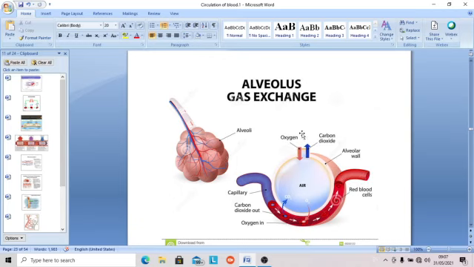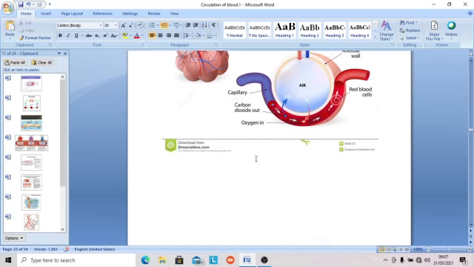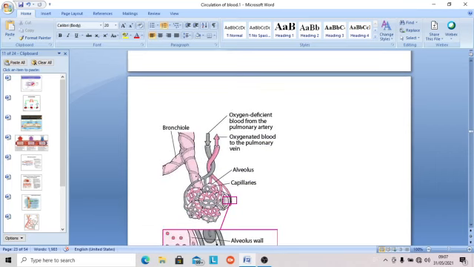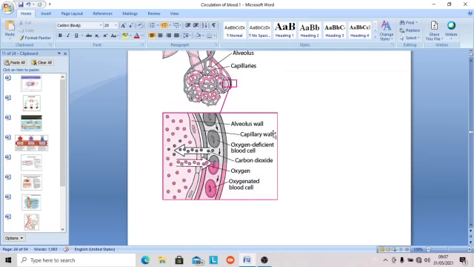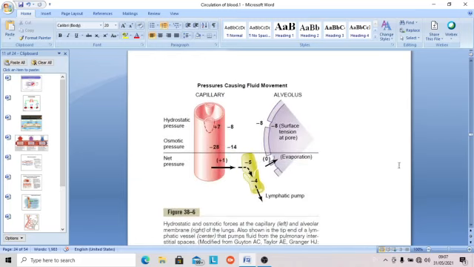This is the alveolar. Same thing here. Oxygen deficient blood from the pulmonary artery. This one, oxygenated blood from the pulmonary vein. Alveolus capillaries. This is the same thing which I told you. This is the oxygen deficient violet color. The CO2 will go, oxygen will come in, so the color will change dramatically.